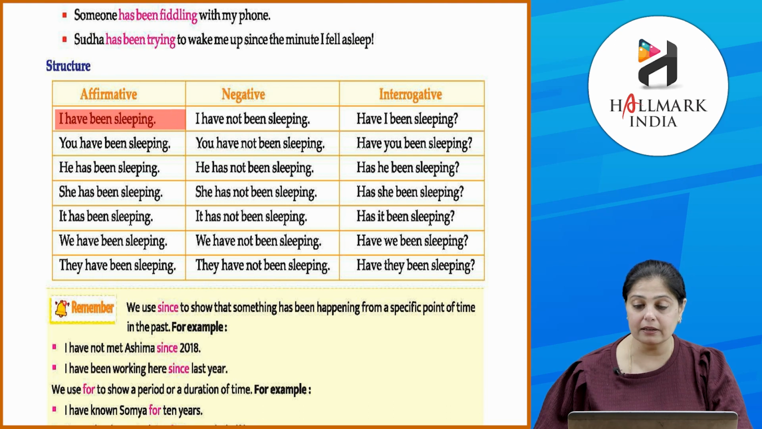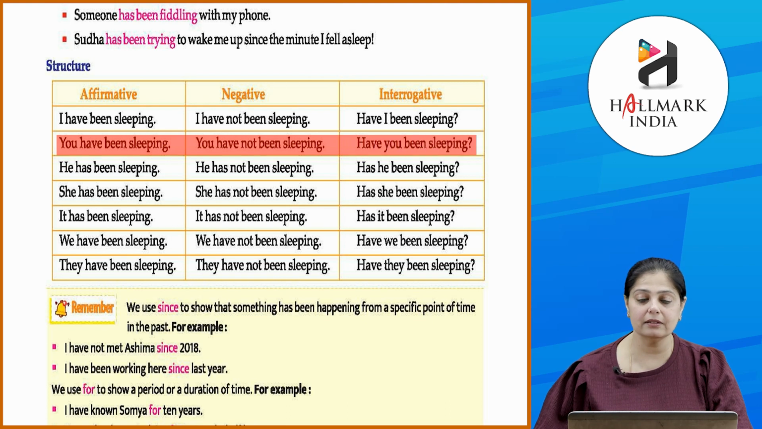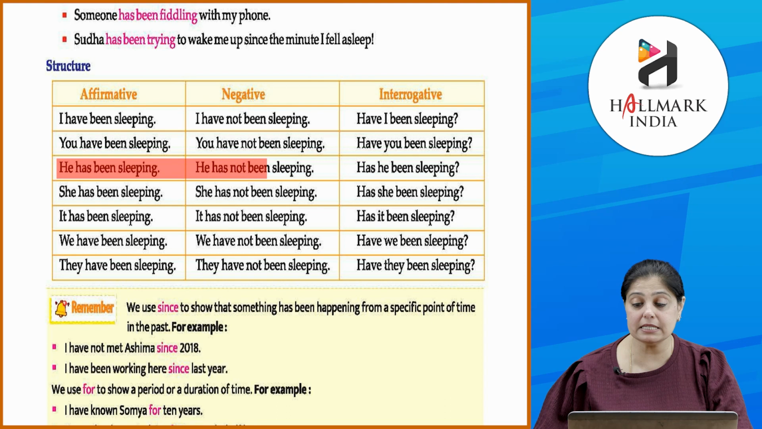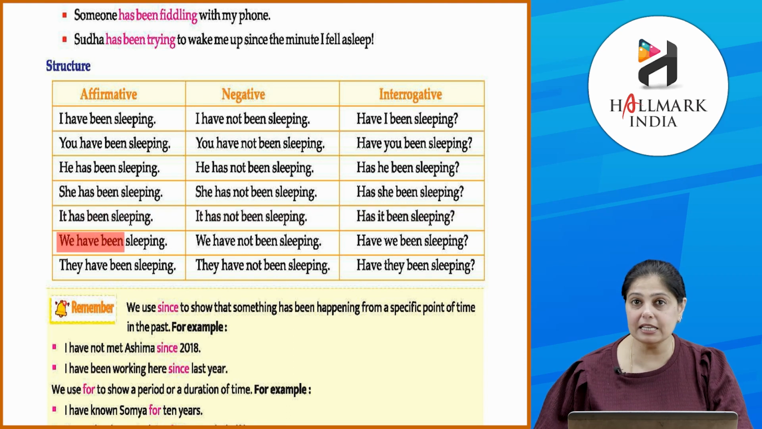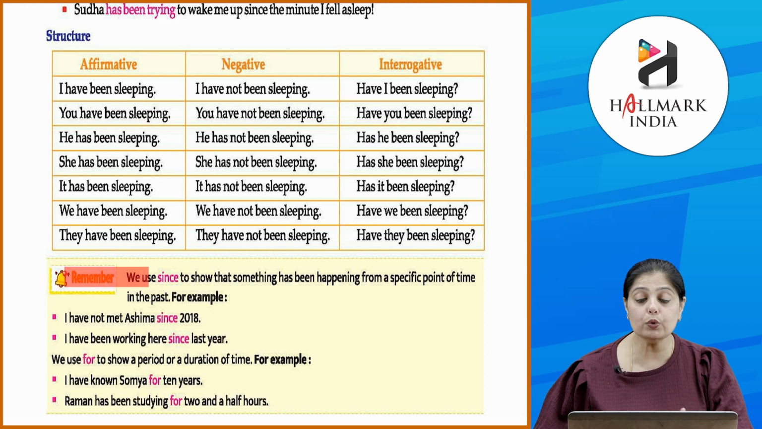I have been sleeping, I have not been sleeping, have I been sleeping? You have been sleeping, you have not been sleeping, have you been sleeping? He has been sleeping, he has not been sleeping, has he been sleeping? She has been sleeping, she has not been sleeping, has she been sleeping? It has been sleeping, it has not been sleeping, has it been sleeping? We have been sleeping, we have not been sleeping, have we been sleeping? They have been sleeping, they have not been sleeping, have they been sleeping?